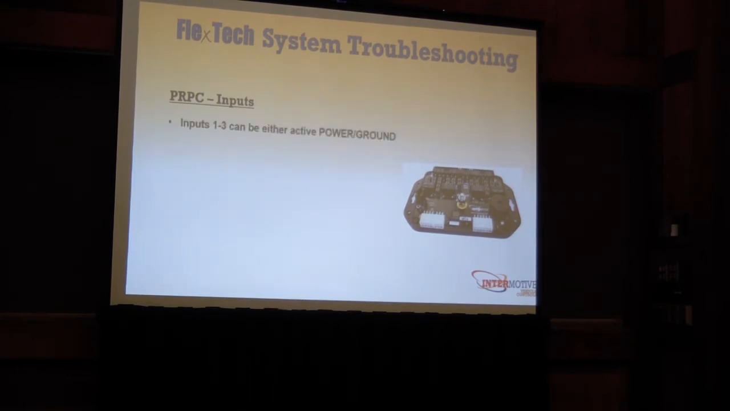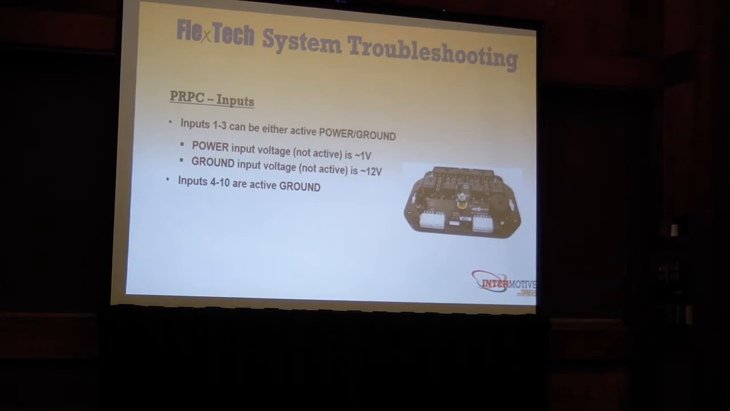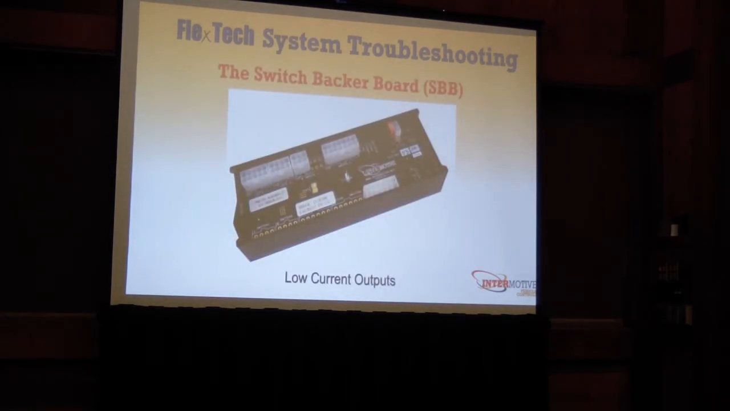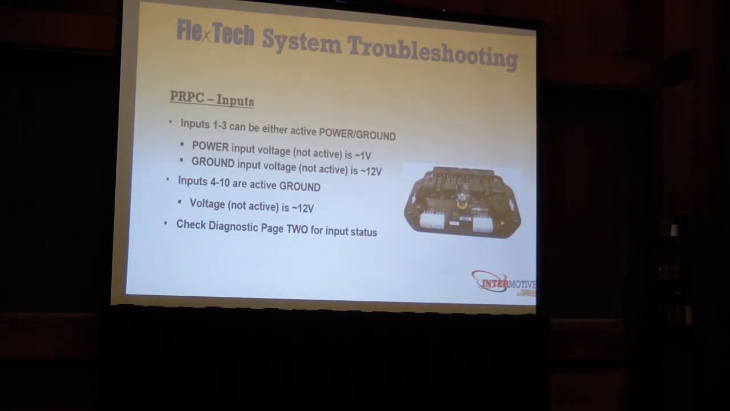So let's talk about how to troubleshoot the inputs on the PRPC. There are 12 inputs. Three of them, inputs 1 through 3, can be active high or active low depending on the configuration. Inputs 4 through 10 are active ground, and the 11th is an analog input. These are typical voltages that you should see with the inputs not active. The status of the inputs can be checked on diagnostic page 2.